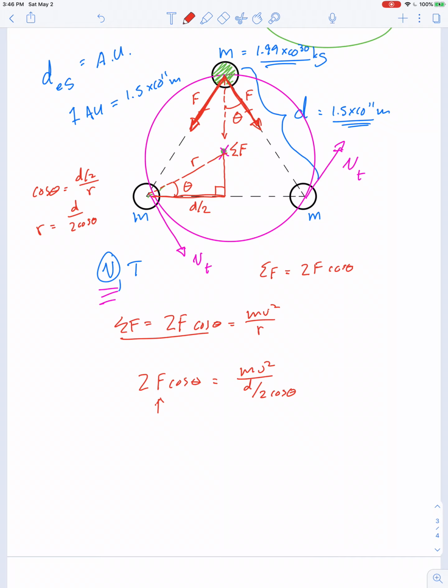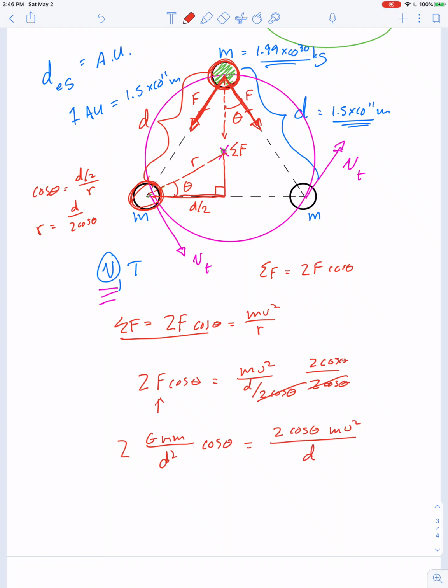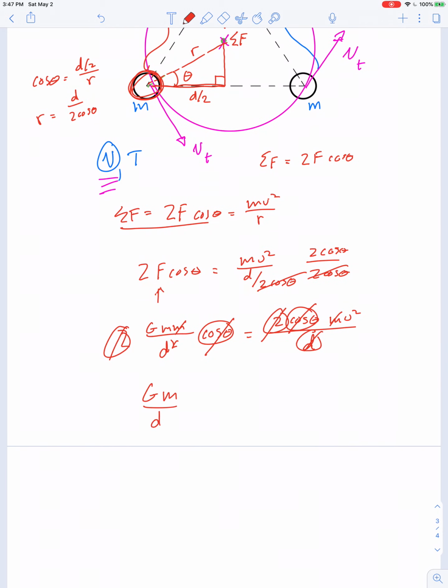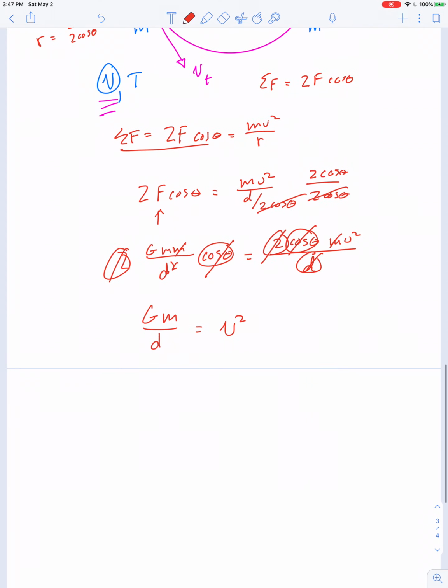But what is this F? Well, it represents the mutual force of attraction between one of the stars and one other, based on the superposition principle, so 2 times GM squared divided by d squared, times cosine theta, is equal to, let's multiply top and bottom by 2 cosine theta, 2 cos theta mv squared over d. So the cosine theta washes out, the 2 disappears, we can cancel out one of the m's and one of the d's, and now we're left with GM over d is equal to v squared.